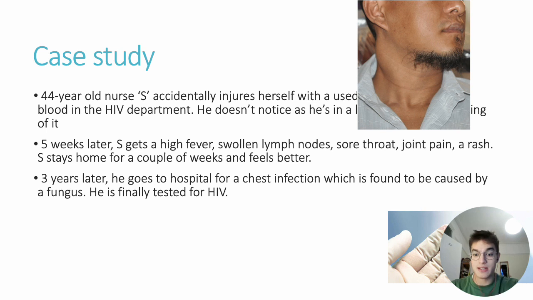But now 3 years later, he ends up back in hospital, this time as a patient, and he's had a chest infection, which is actually found to be caused by a fungus. Now this is really unusual because people with functioning immune systems shouldn't really be getting fungal chest infections. And this particular fungus is called pneumocystis, and it's very characteristic of an HIV infection. So the doctors treating him think maybe he's got HIV. They test him for it, and it turns out he does have HIV.